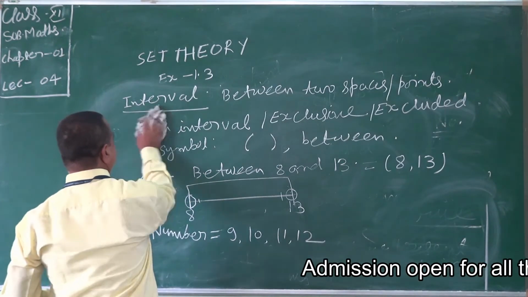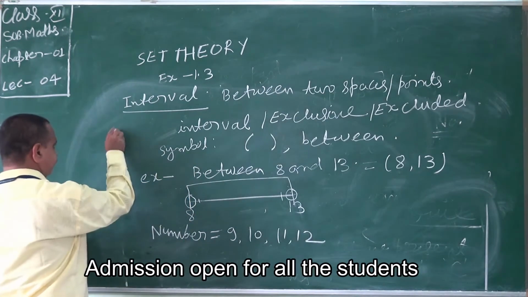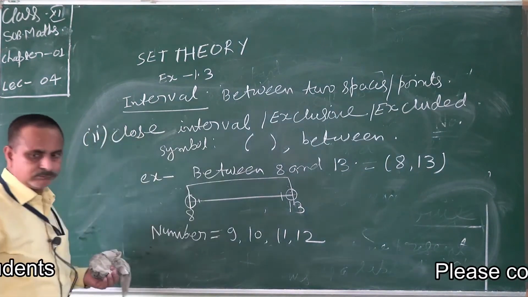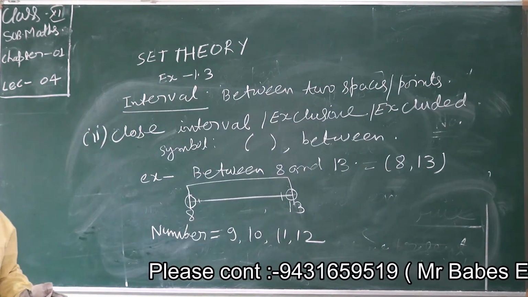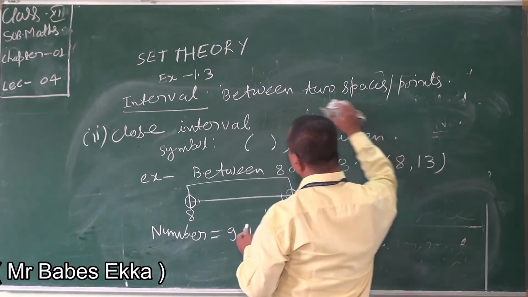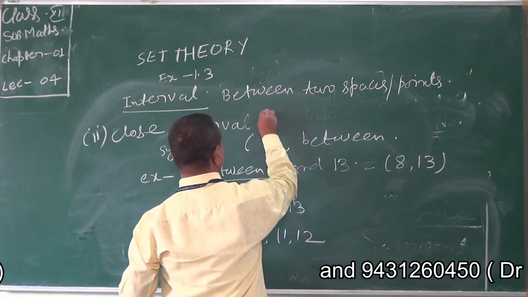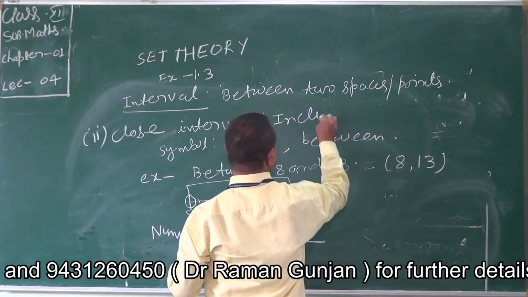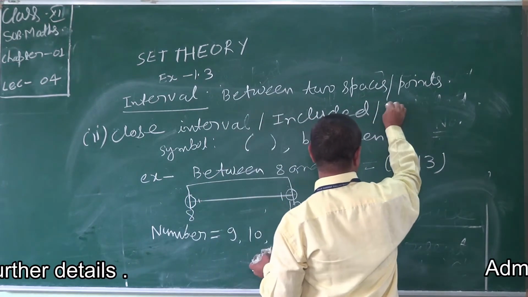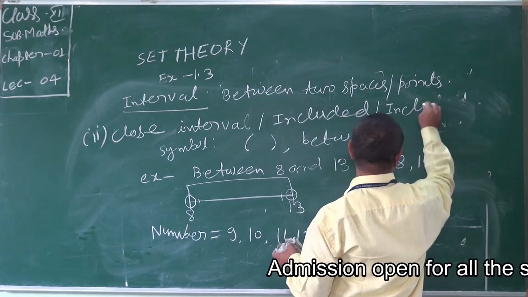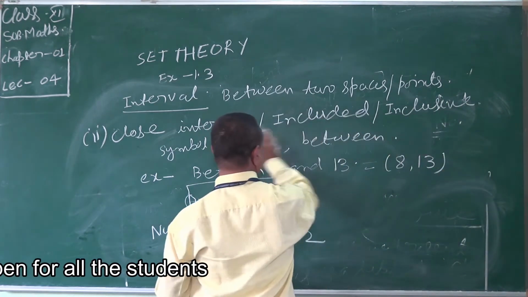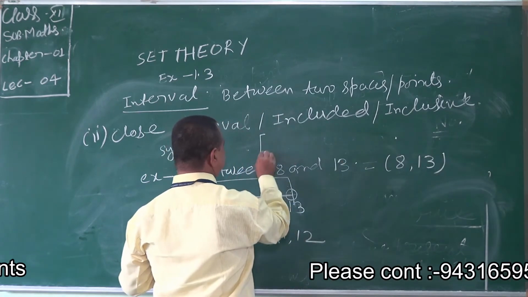Our next point is closed interval. Closed means bonded. You are bonded. Included. And in statistics it is known as inclusive. Inclusive, and its symbol is square bracket.